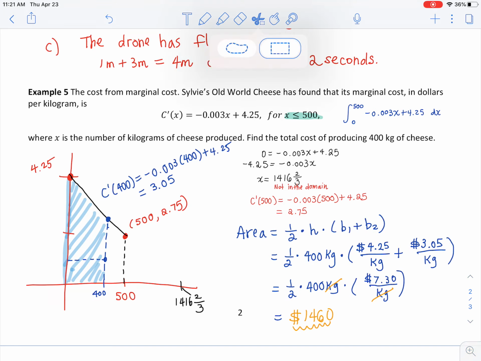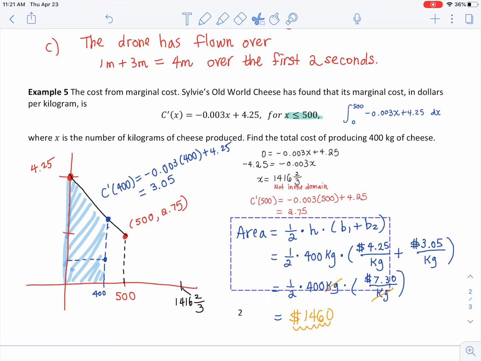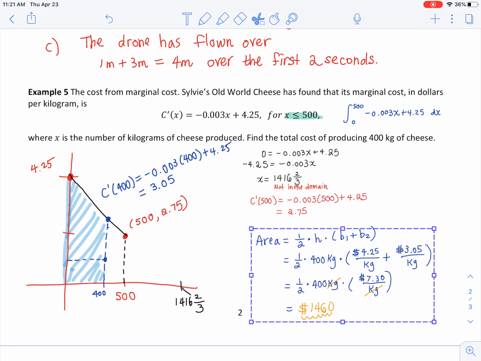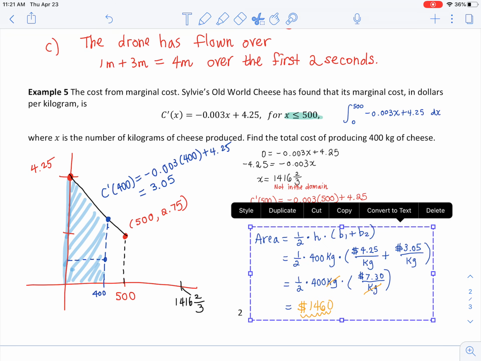So let's try to answer their question in words, okay? What's the total cost of producing 400 kilograms of cheese? It's going to be $1,460. This was, I think, super fun.